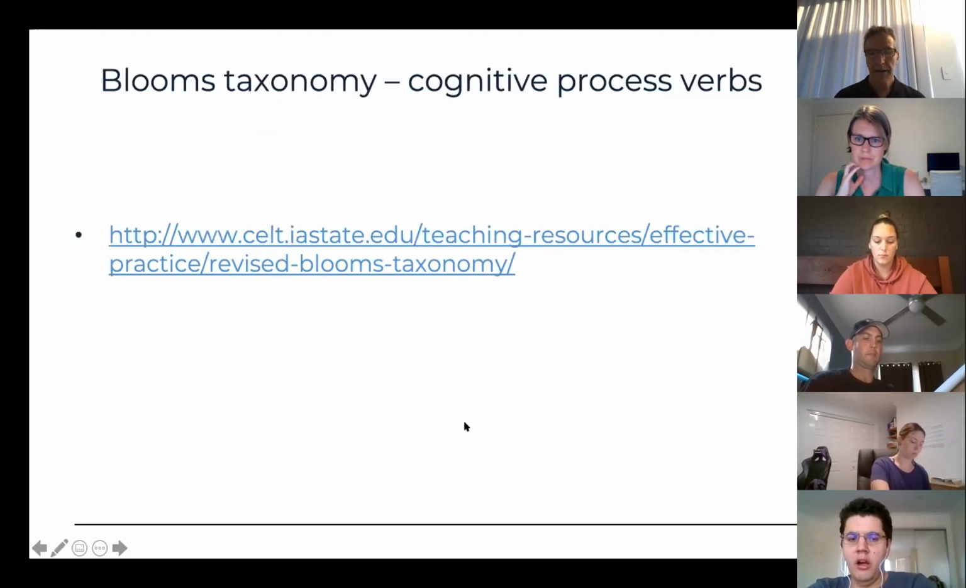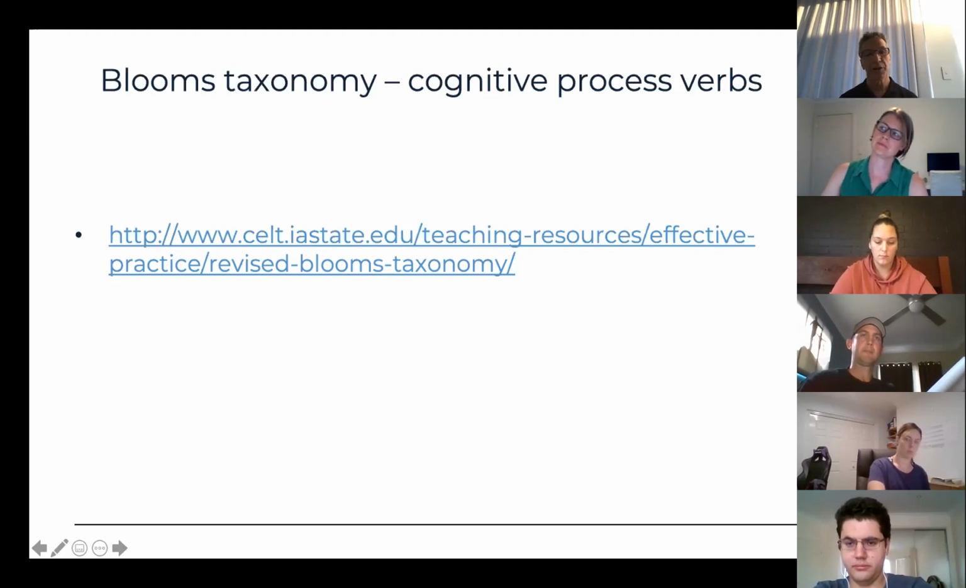Okay. So here's Bloom's taxonomy. Who's heard of Bloom's taxonomy before? Anybody? No. Okay. So Bloom's taxonomy is a list, a bunch of categories that were developed by a guy called Bloom a long time ago. And what he basically did was to develop a whole lot of verbs.